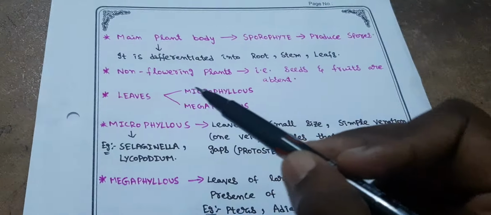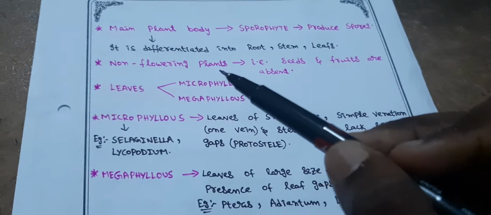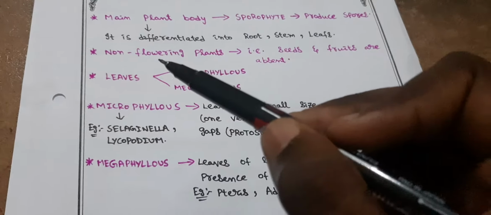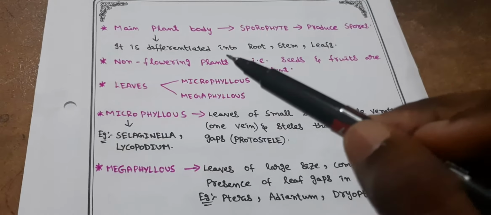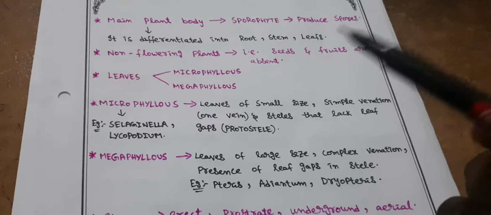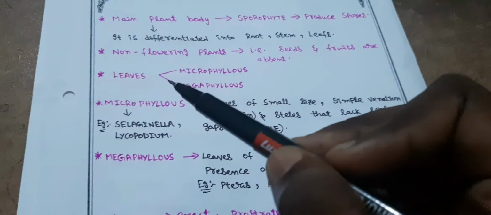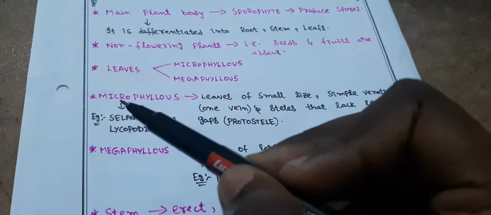Next, these are non-flowering plants. We all know that. Flowers are absent. That is, seeds and fruits are absent. Obviously, if flowering is absent, then no ovule and no ovary. Then there will be no seeds and no fruits. That's it. When it comes to leaves, leaves are again two types, microphyllous and megaphyllous.